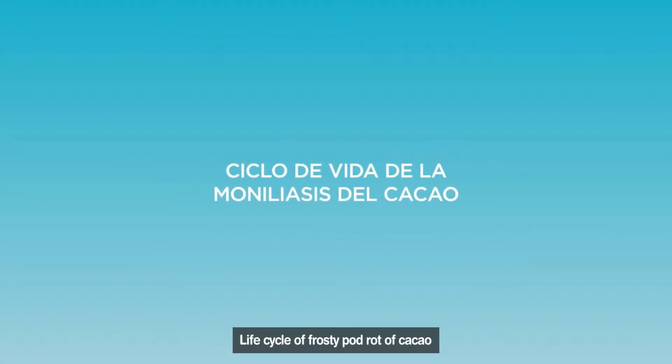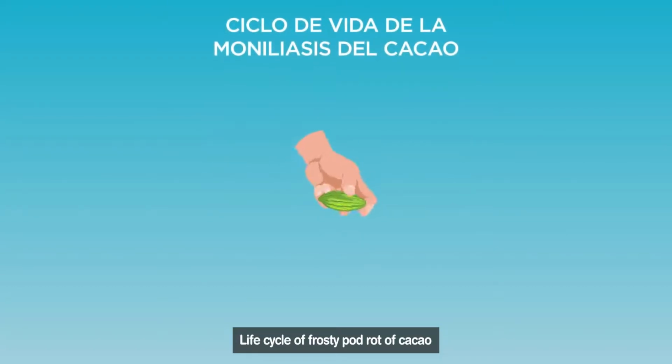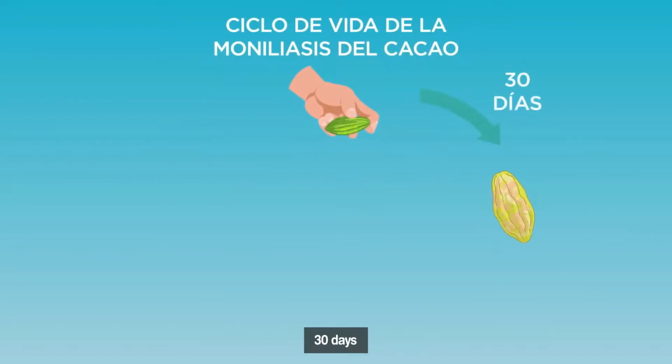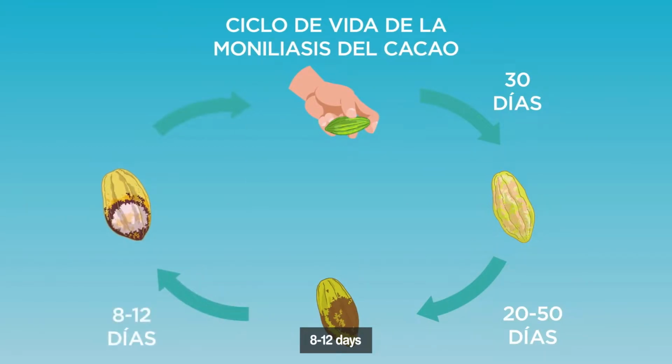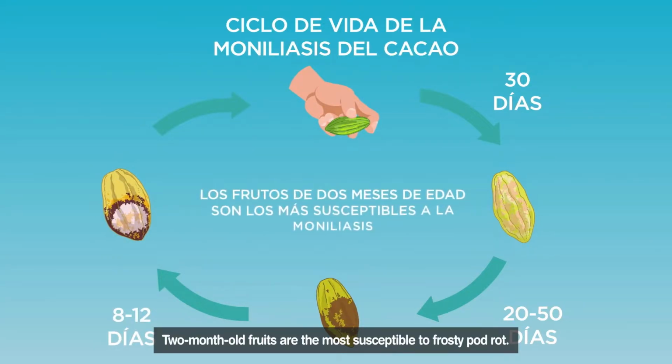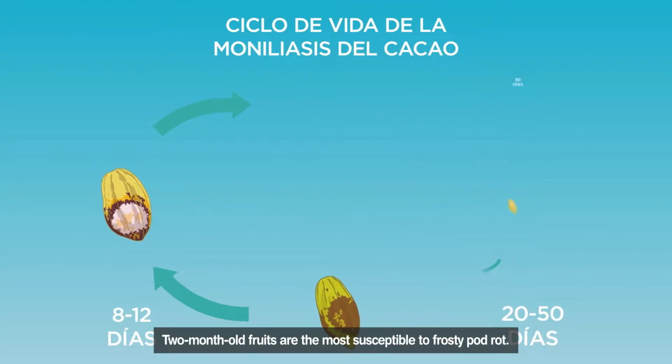Frosty pod rot is caused by a fungus. It begins with an appearance of malformations in young fruits. In addition, this disease is very dangerous when a white powder substance appears that can easily spread to other fruits. Fruits around 2 months old are the most susceptible.